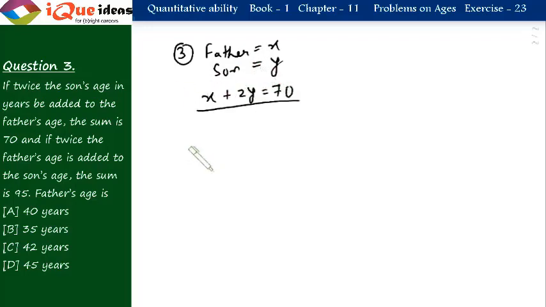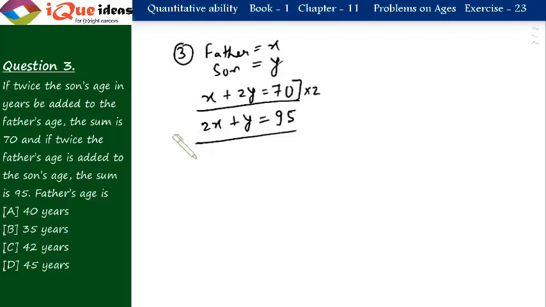This is one equation. Then if twice the father's age is added to the son's age, that is 2x plus y, the addition is 95. So we have the second equation. Now let's do one thing, multiply the first equation by 2 and subtract the second equation from it.